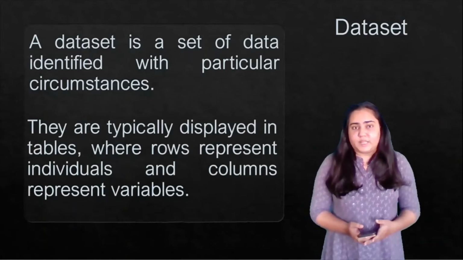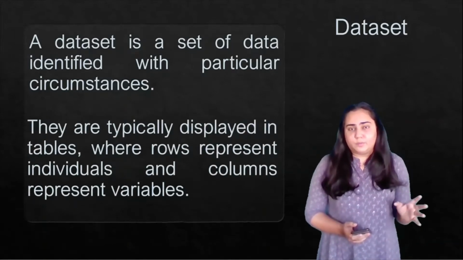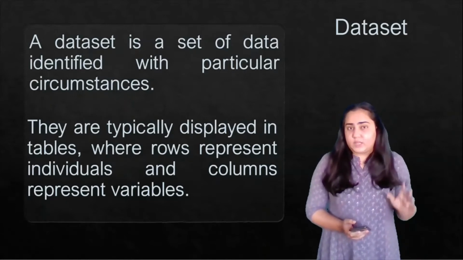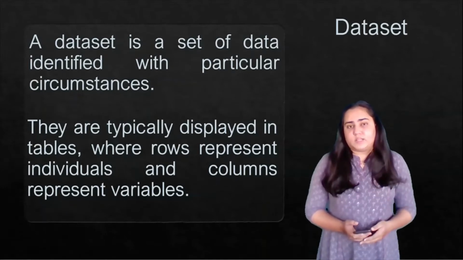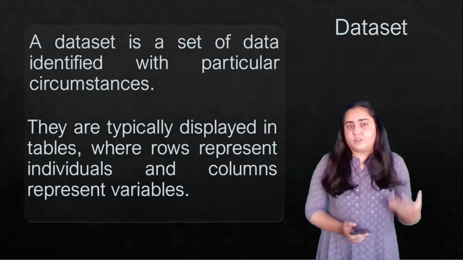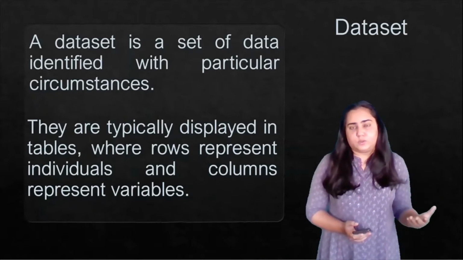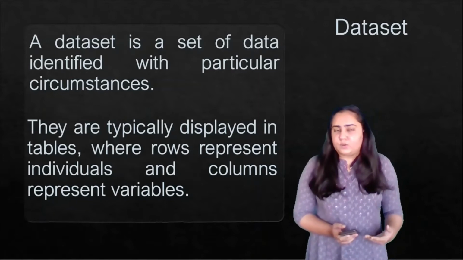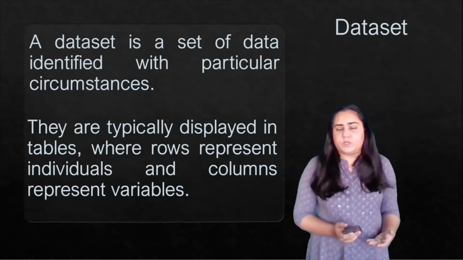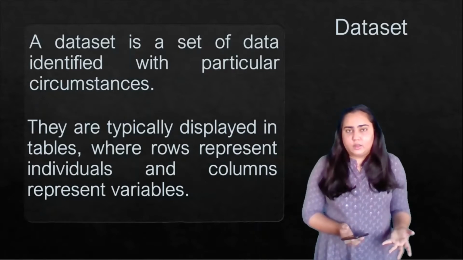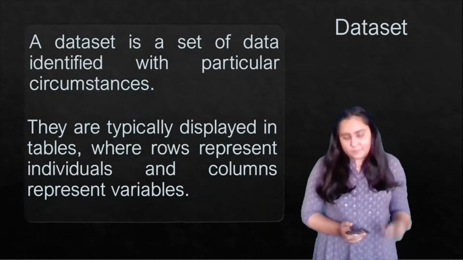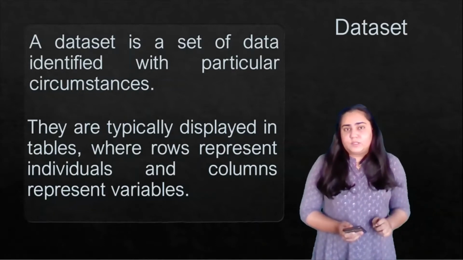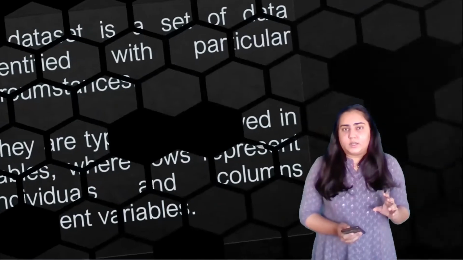They are typically displayed in the form of a table, and tables contain rows and columns. The rows represent the individuals, and the columns represent the variables or the properties of those individuals. So a dataset is very simple. It's just a table, and you could either create a database out of this, or you could just keep it in an Excel file, or you could keep it in a CSV file, and that's it. That is your dataset.